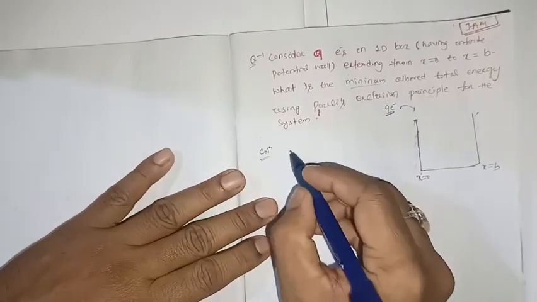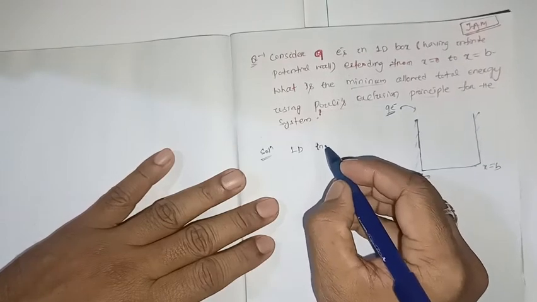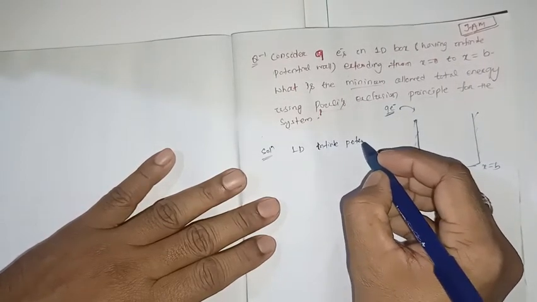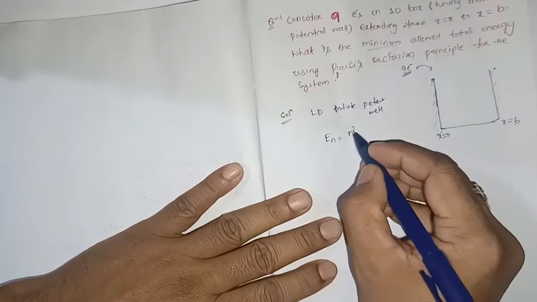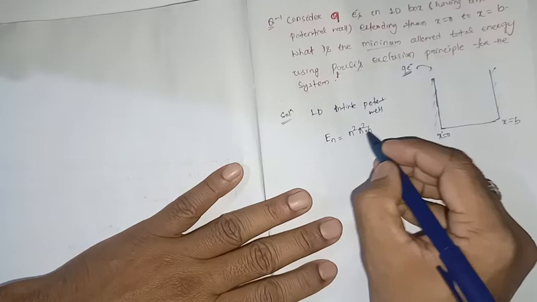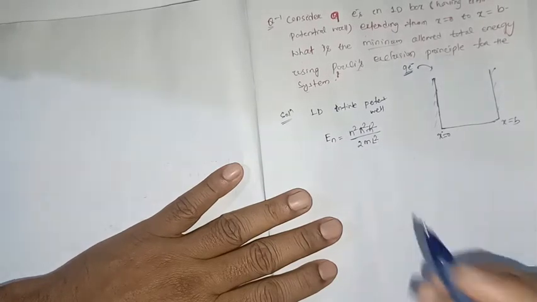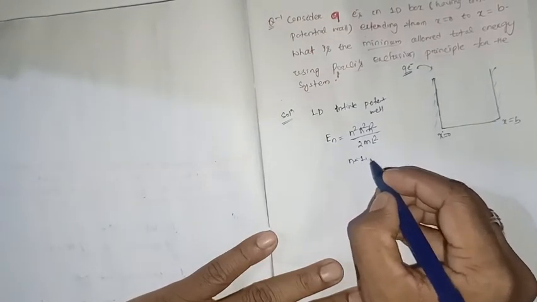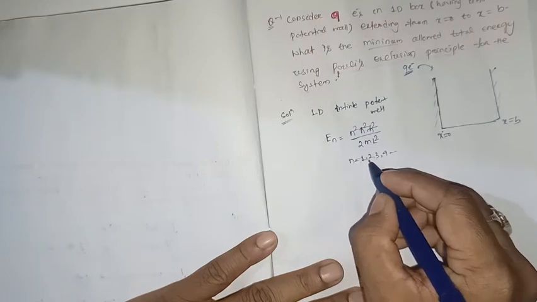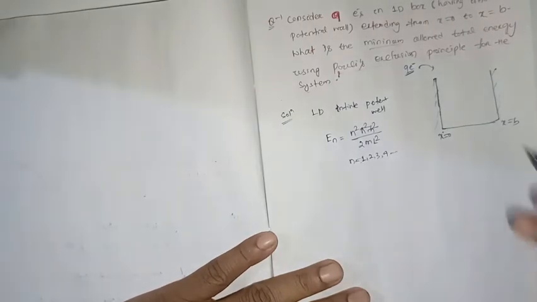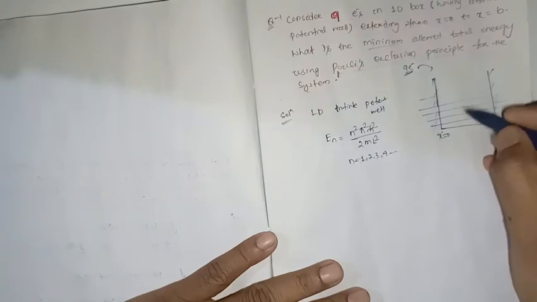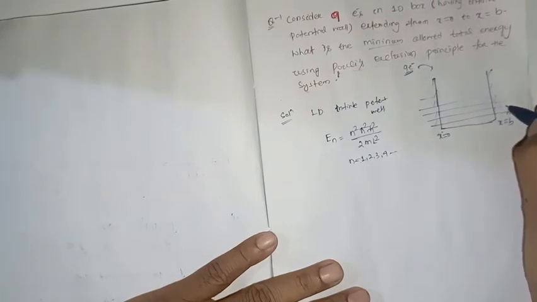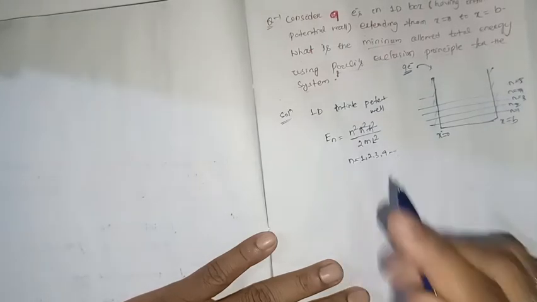We know that for a one dimensional infinite potential well, the energy states are En equal to n square pi square h cross square by 2m l square. Here n equal to 1, 2, 3, 4, and for each state n is going to vary. You can see this is the first, second, third, fourth, fifth states, but the spacings are different, as we know. So here n equal to 1, 2, 3, 4 and 5.